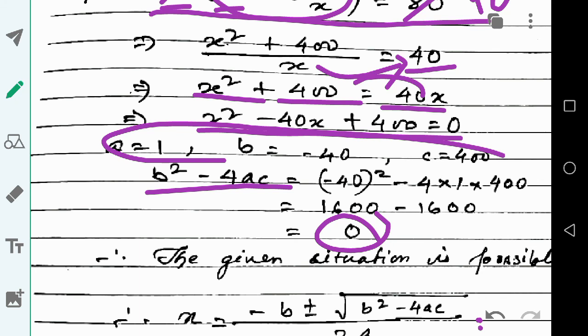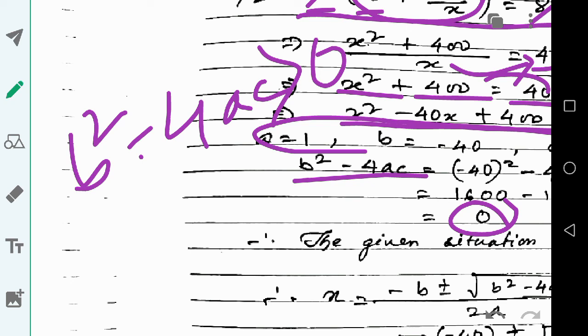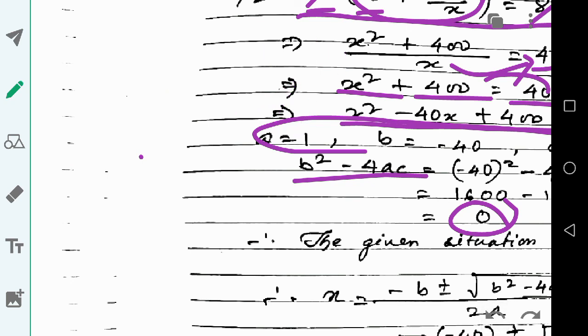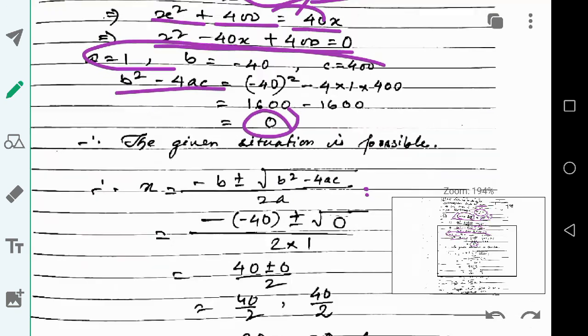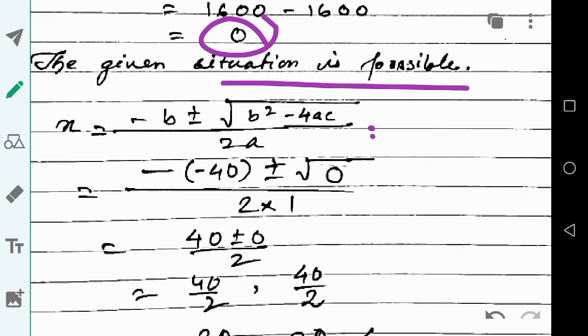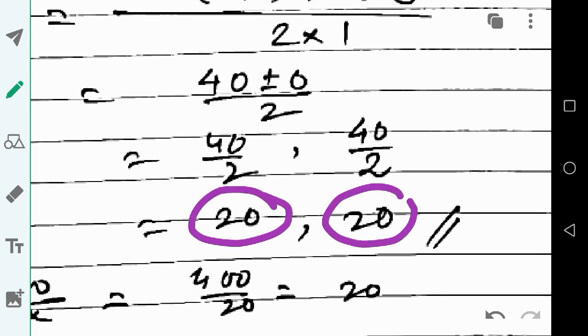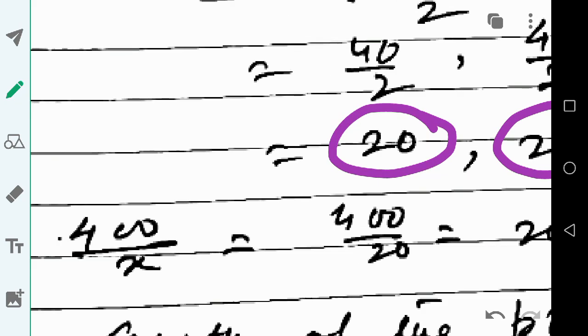When will the situation be possible? If b² − 4ac is greater than 0 or equal to 0, in both cases the situation is possible. So the given situation is possible, and now putting these values of a, b, c and b² − 4ac in the quadratic formula, we have got x equal to 20 and 20, that means 20.